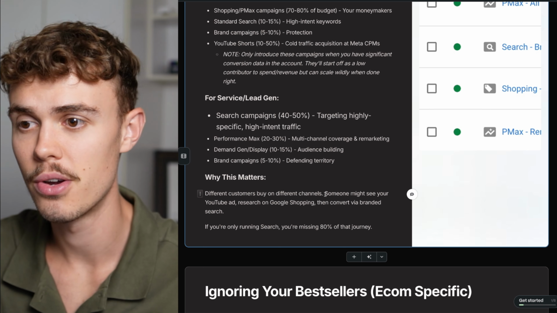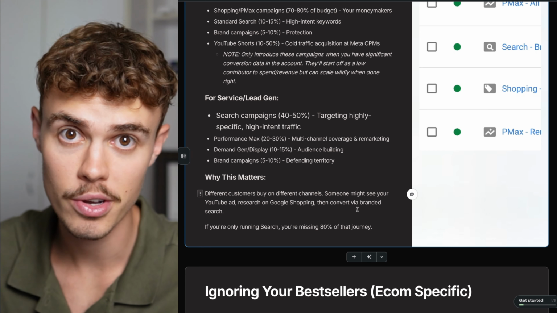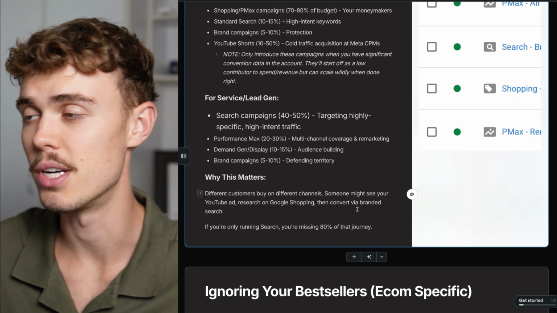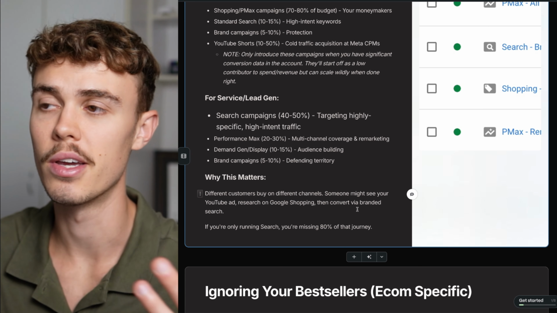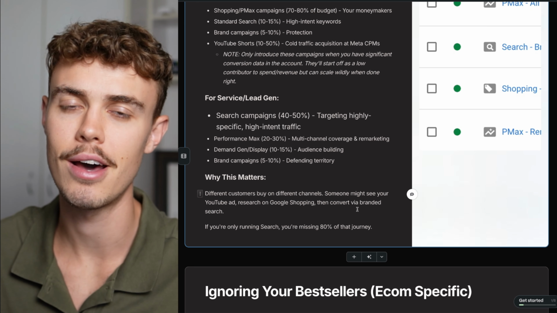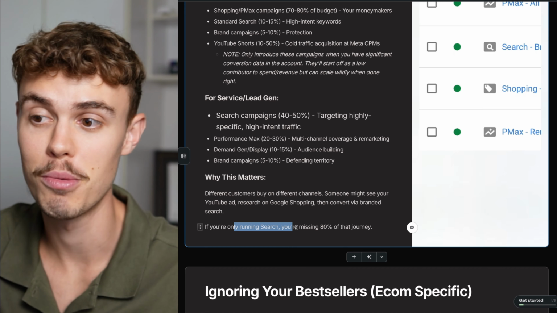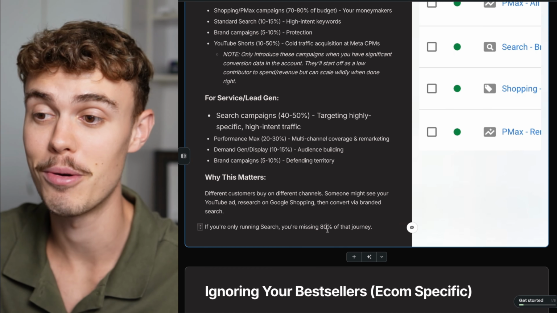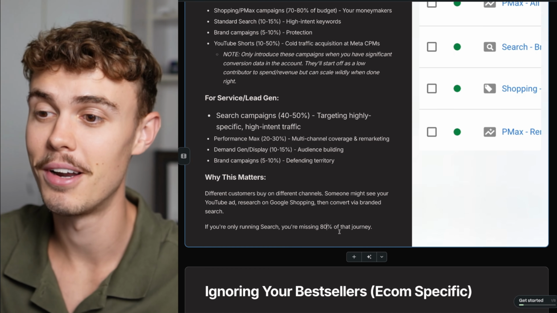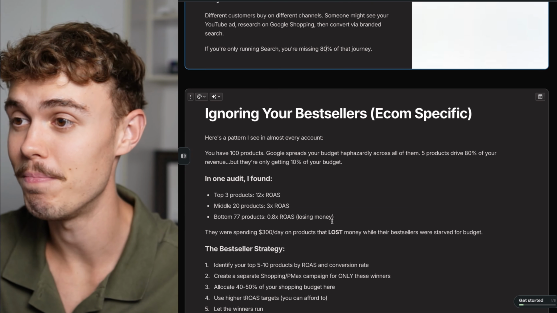The reason that you need to have such a wide range of campaigns is because different customers buy on different channels. So someone might see a YouTube ad, research on Google Shopping, and then convert via branded search. There are so many different pathways, funnels, and different routes which users can come through that if you aren't covering every base with your campaigns, you're going to miss out on a lot of potential traffic and a lot of potential purchases. And if you're only running search, you're probably missing out on 80% of that if you're an e-commerce brand. So yeah, don't sleep on Shopping and PMax for e-com brands. It is probably the lifeblood of your brand.